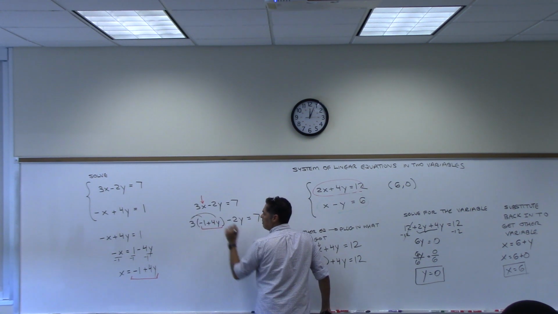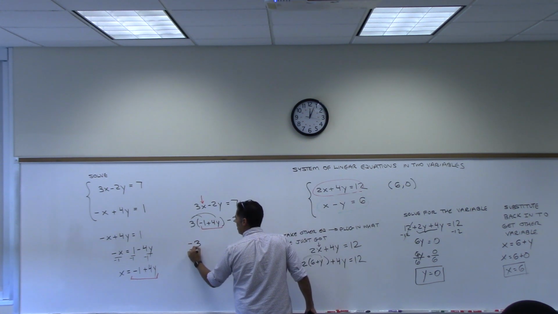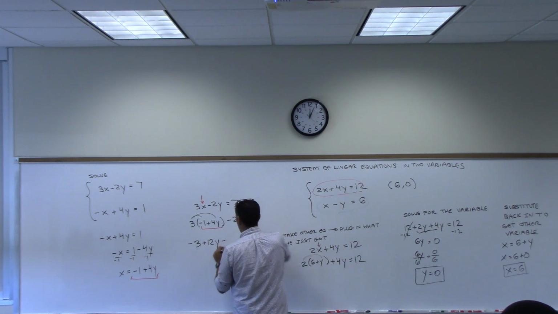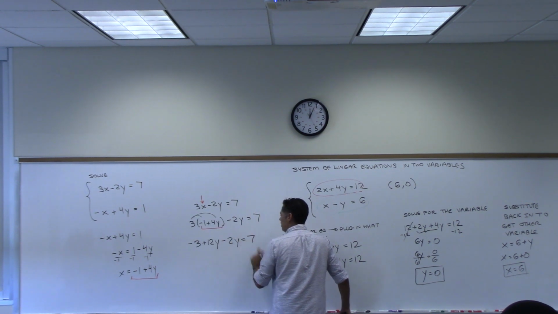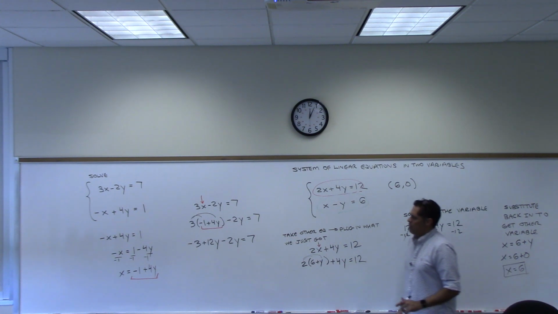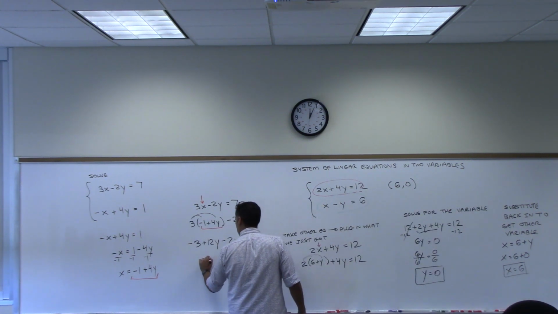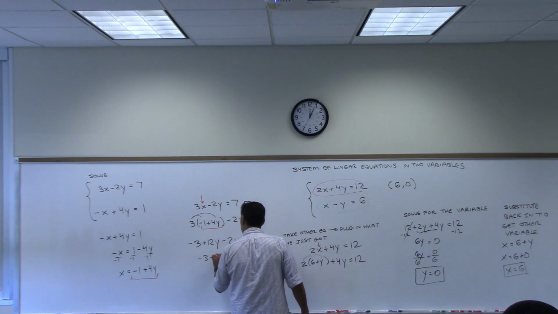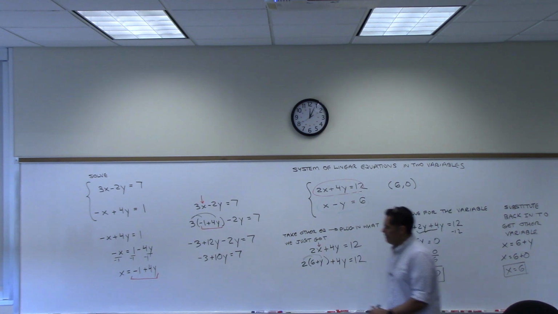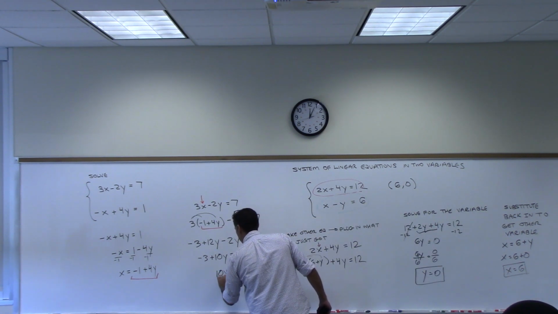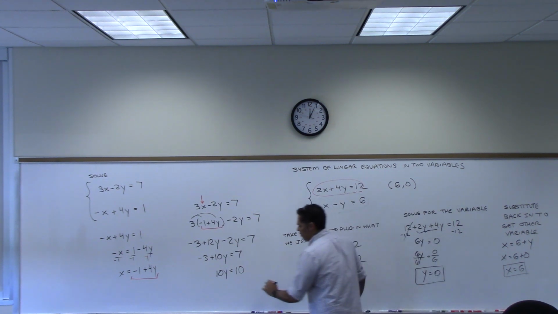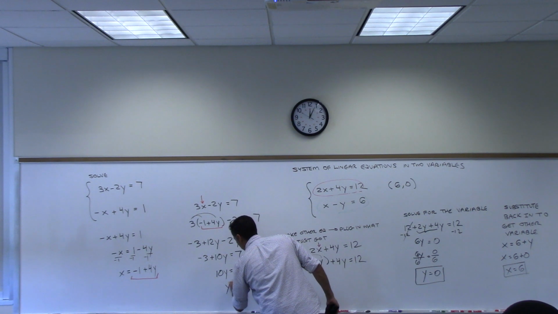Distribute here and here. Negative 3 plus 12y minus 2y equals 7. That's 10y. Negative 3 plus 10y equals 7. Add 3 to both sides. 10y equals 10. Divide by 10. Y is 1. Okay, y is 1. Great.